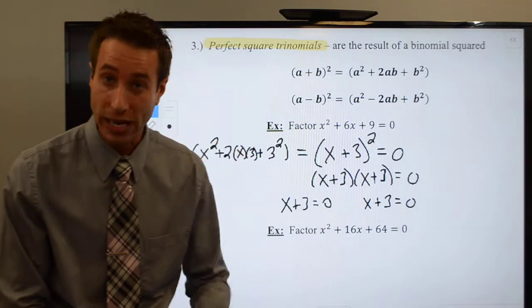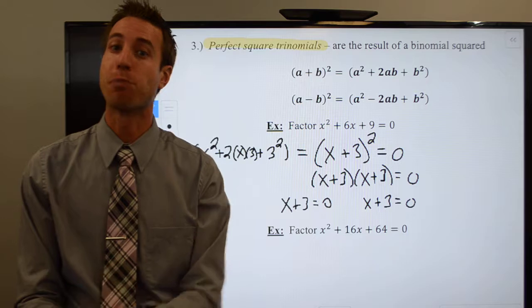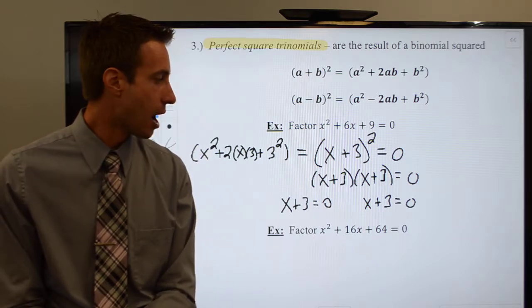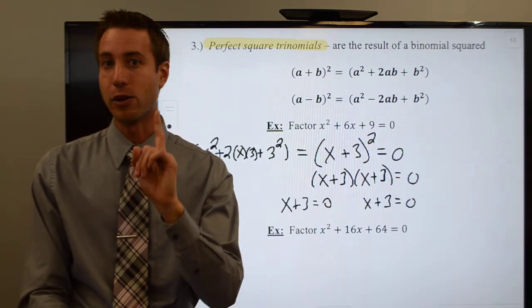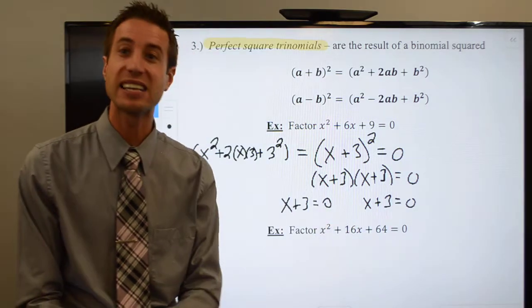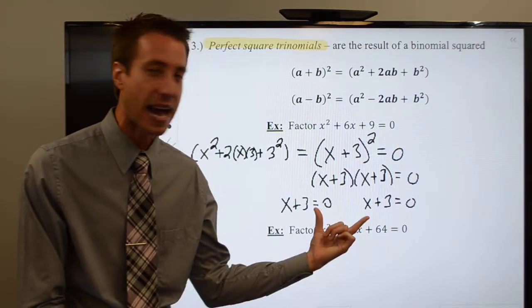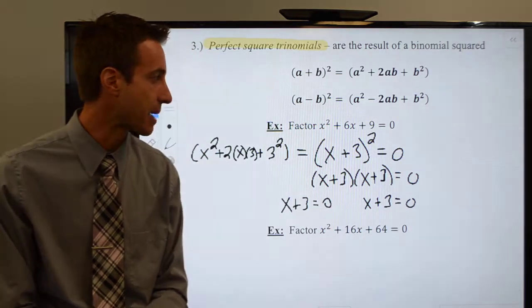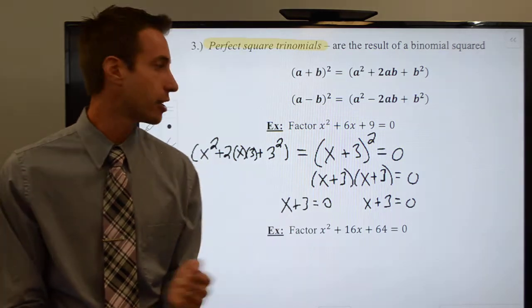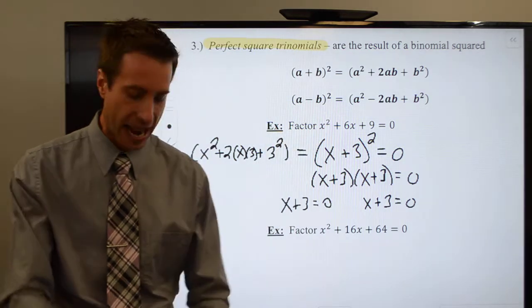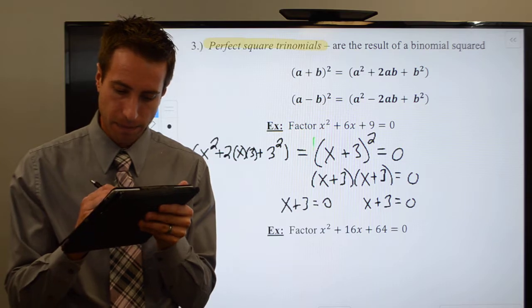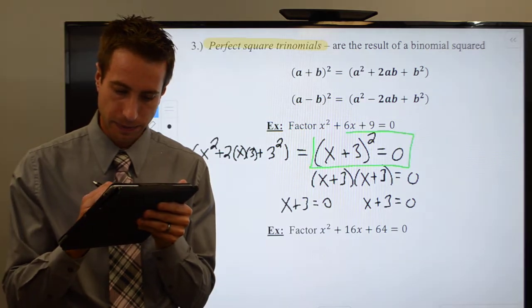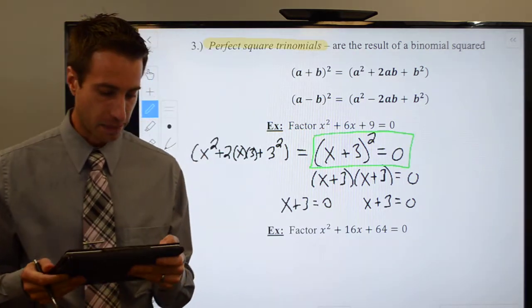Absolutely. It's always going to work that way for perfect square trinomials. You'll only get one real solution, in this case -3. Both factors give me the exact same answer. But I didn't ask you to solve, I just asked you to factor, so you're going to stop right here. Let's go ahead and try another one.